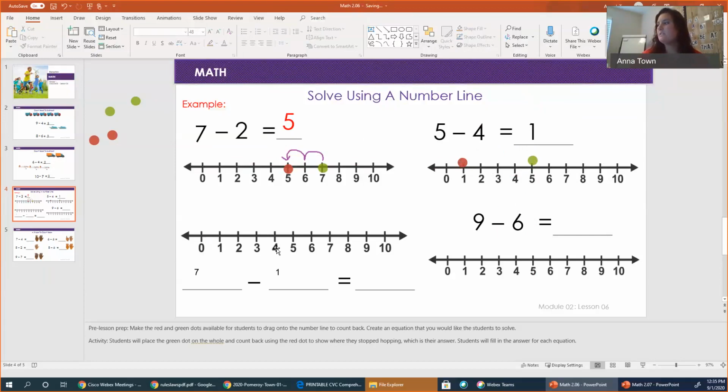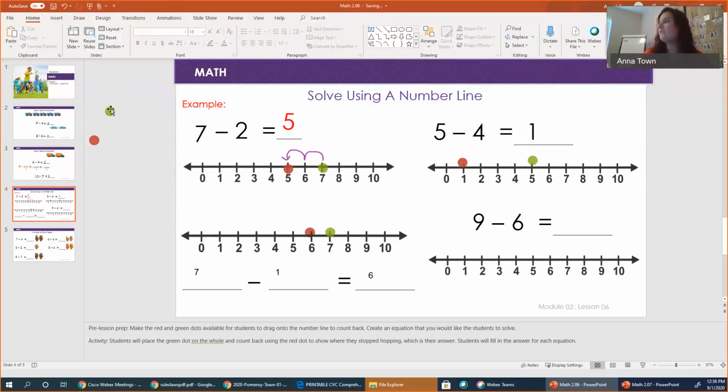Now let's practice with this equation down here. We have 7 minus 1. So I'm going to take my green dot and put it on 7 because that's our starting number. Now I'm going to take my red dot and we're going to count back 1. We land on 6. So 7 take away 1 is 6.